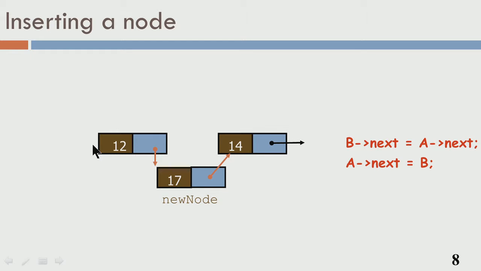Now, if I start from A, A's value is 12 and A's next will point me to B, B's value is 17 and B's next will point me to 14, and so on. So, now you have a linked list and you have one element linking to another, and so on.